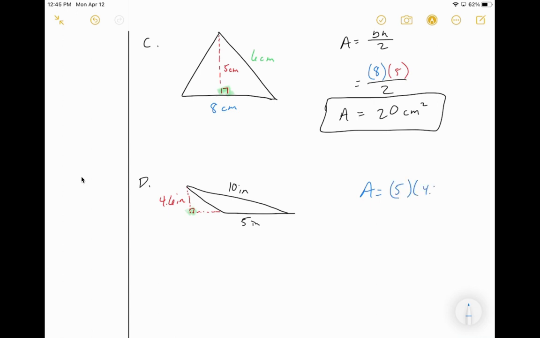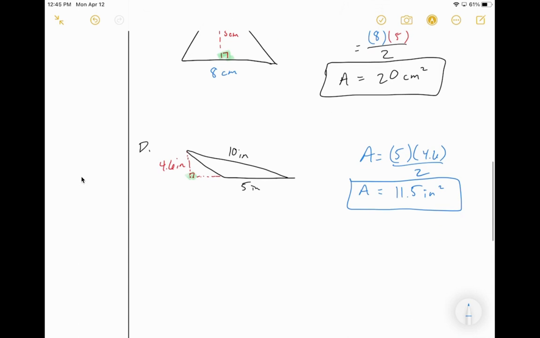So 5 times 4.6 divided by 2. Okay, put that in your calculator. Again, I don't want you doing this by hand. Put in your calculator, and you end up with 11.5 inches squared. Sound good? Does that make sense? So again, make sure you're finding the height by finding the 90 degrees, and then make sure you are dividing by 2. That's how you have to do this triangle math. Okay? Triangle math.